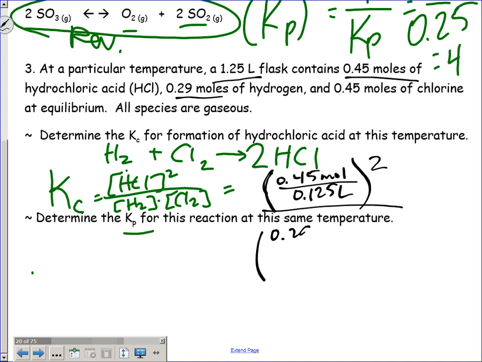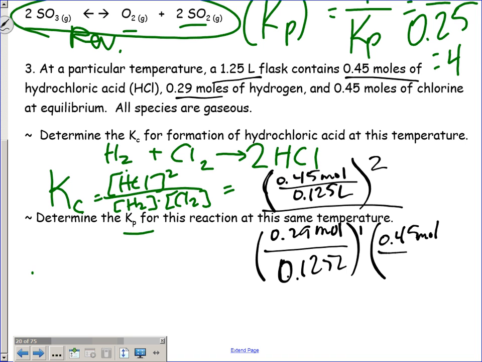0.29 moles, still divided by the same liters, 0.125 liters to the first power. And then the other one is chlorine, so 0.45. You guys are calculating for me? Over 0.125 liters.